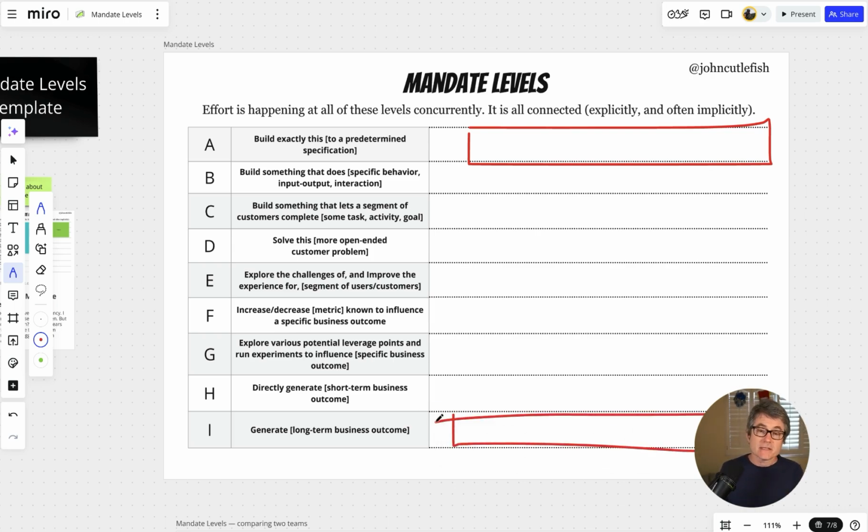So by reiterating to the team that work is happening across all these levels all the time, hopefully you take away a stigma from people doing work at a particular level.